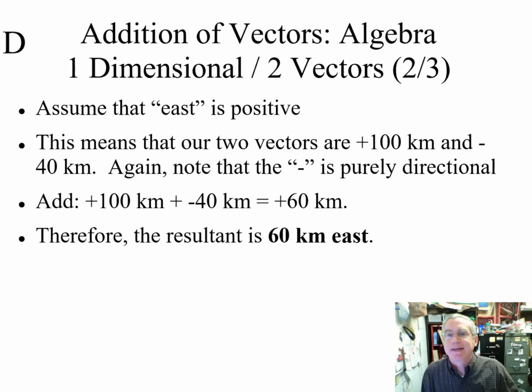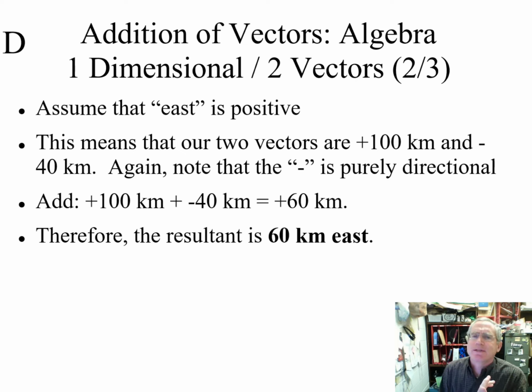Now, you would just add it straight up. So positive 100 kilometers plus negative 40 kilometers, and mathematically this is the same. 100 plus negative 40 is the same as 100 minus 40. In other words, 60. My answer is positive, and I said positive was to the east. So the resultant is 60 kilometers east.